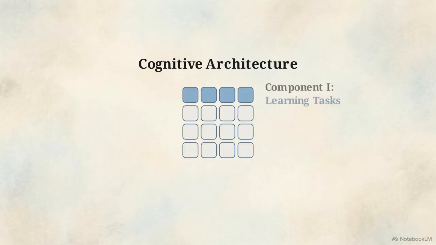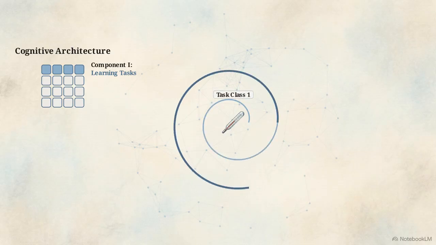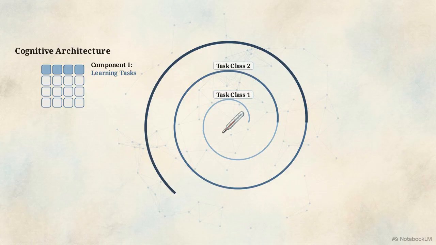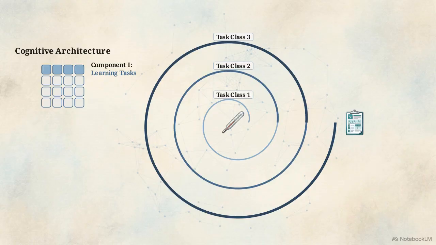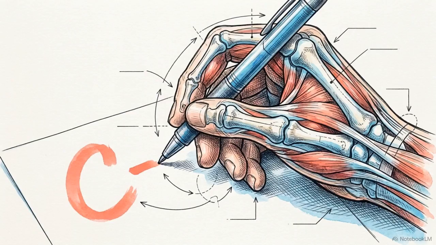The first component is the learning task, relying on whole-task practice. Instead of isolated fragments, students experience the entire problem cycle immediately. We sequence these into task classes. A medical student moves from practicing on a routine infection to a complex polymorbid patient. Within each class, the scenarios must vary. This high variability intentionally drives up cognitive load, creating what psychologists call desirable difficulties.